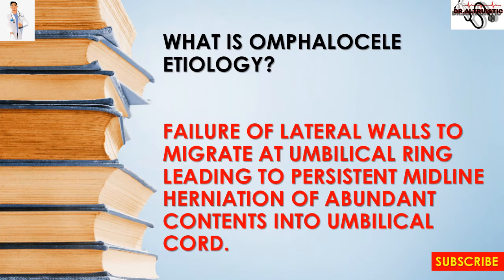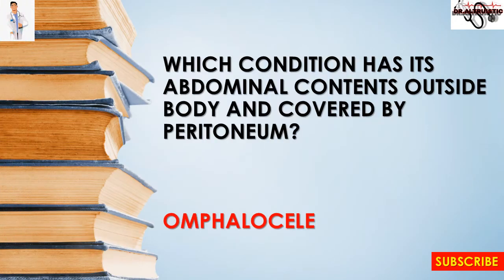What is OMPHALOCELE etiology? Failure of lateral walls to migrate at umbilical ring leading to persistent midline herniation of abdominal contents into umbilical cord. Which condition has its abdominal contents outside body and covered by peritoneum? OMPHALOCELE.